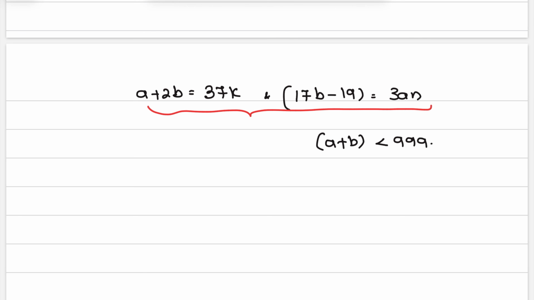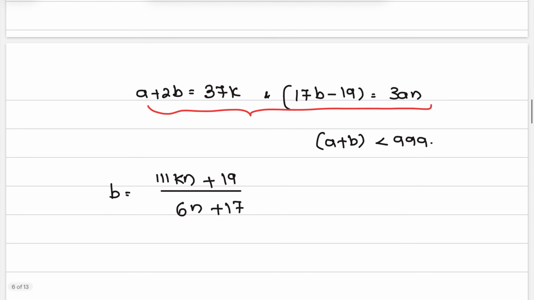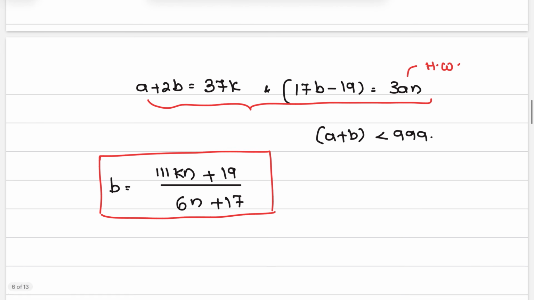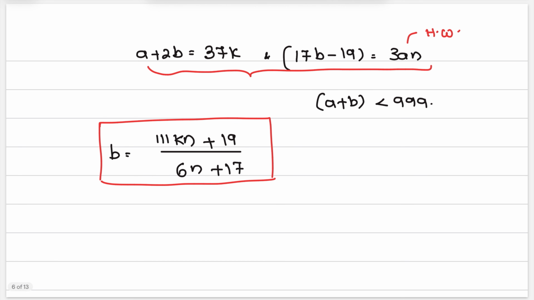We will get the value of B as (111kn plus 19) divided by (6n plus 17). Mathematics can be understood only by solving it. Treat it as homework to solve and get this value of B.